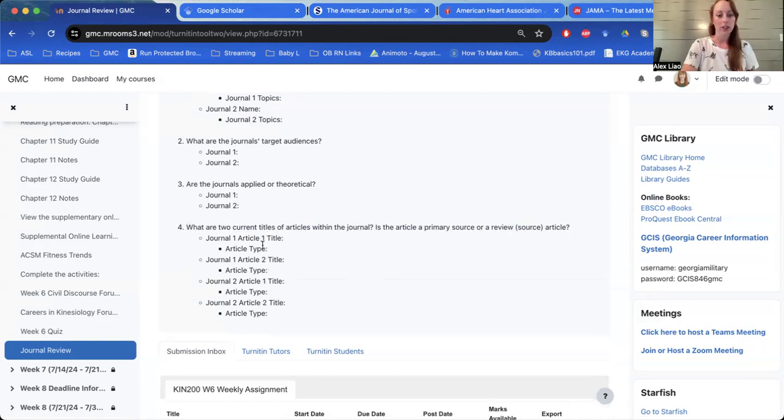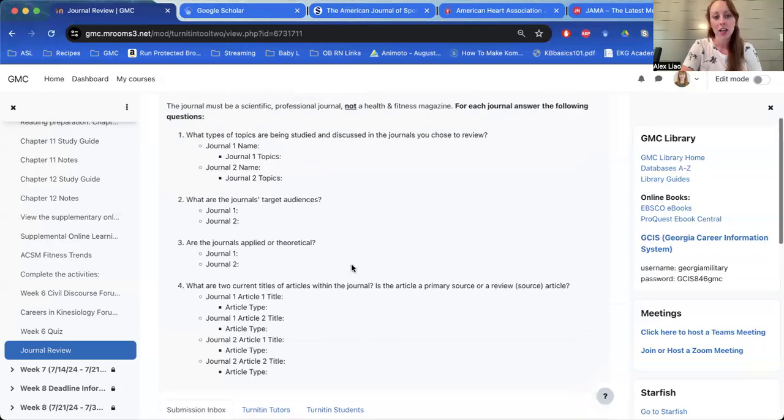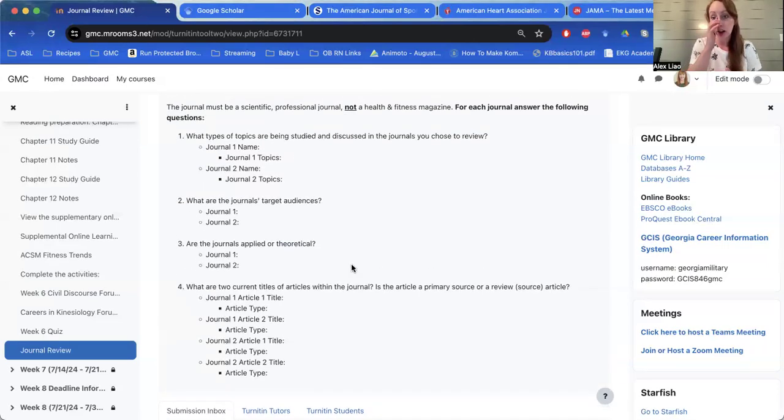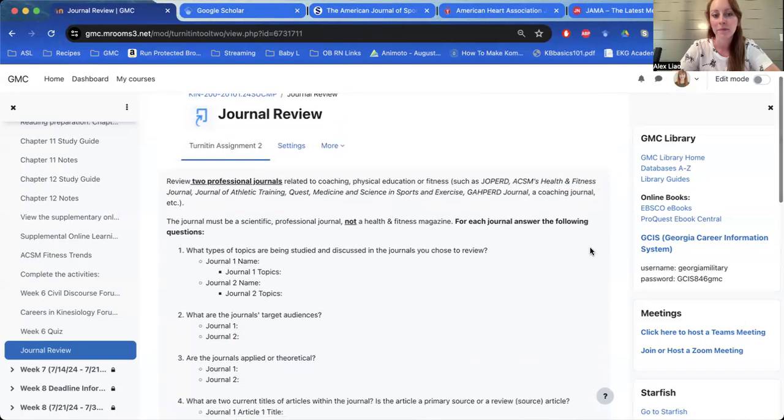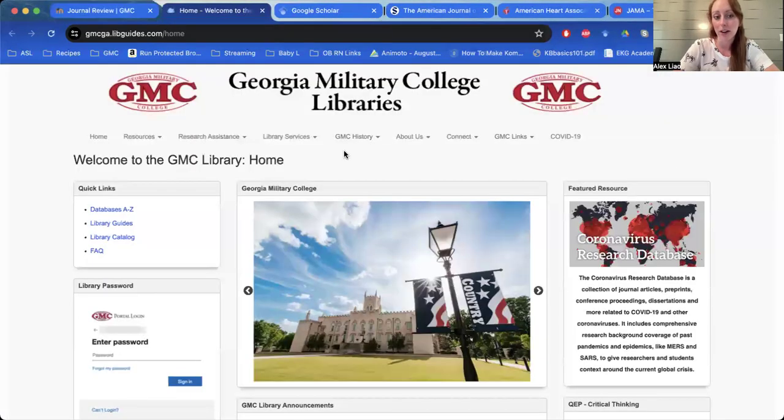So when you're doing these, you're going to find 2 articles from each journal that you pre-selected. So when you're going through your research to find the journals, find the topics, the articles, all that fun stuff, the first thing, if you are on the homepage or at the assignment, if you just look over to the right, you have links for the GMC library. So go ahead and go to the home library.